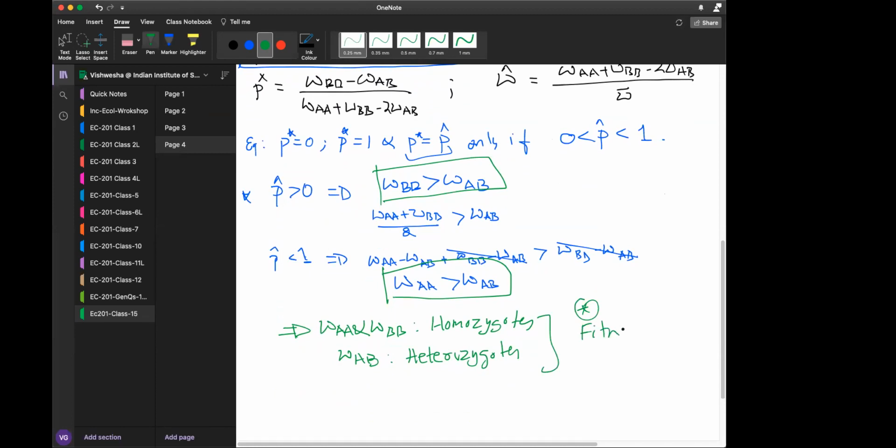fitness of homozygotes is greater than fitness of heterozygotes. Does it make sense?